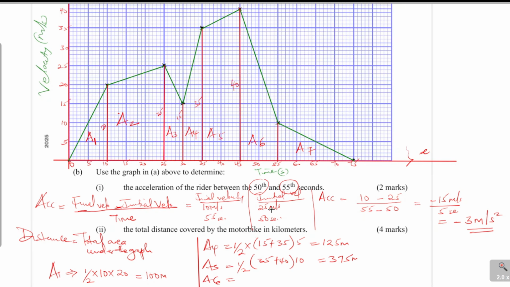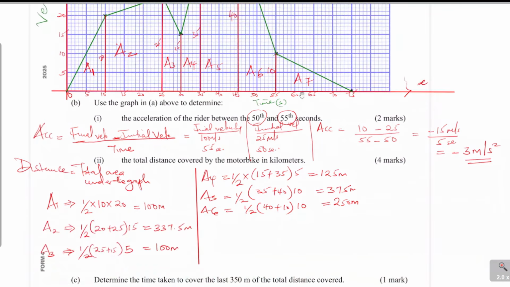We go to area 6. Area 6 is still a trapezium. We have that height as 40, and this other height here is 10. So a half times the sum of the two parallel sides, which is 40 plus 10, times the height from 45 to 55. That is a difference of 10. So for area 6, this will give 250 meters.